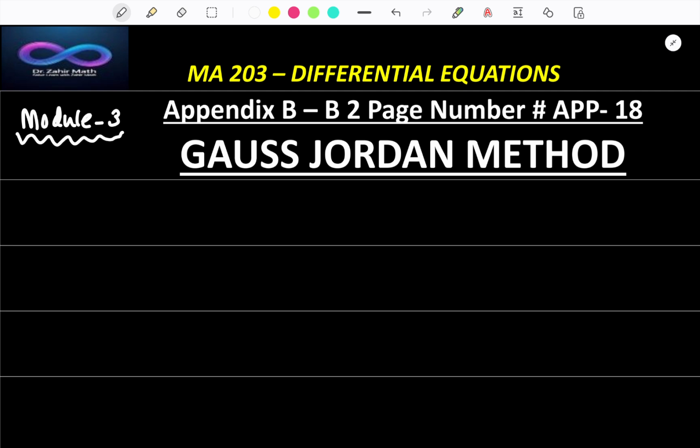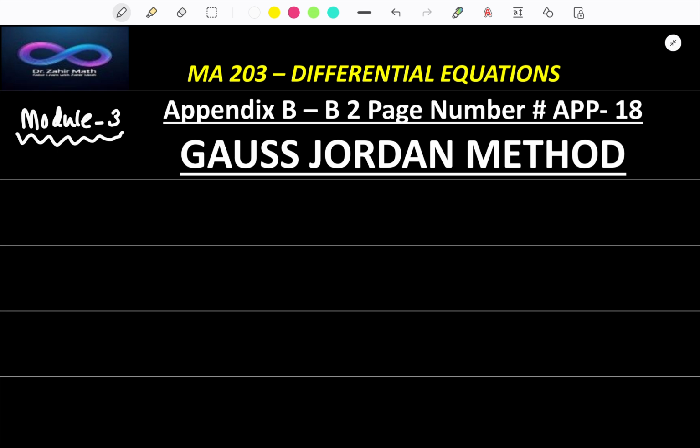And this method is not available in the playlist. What is the method? Gauss-Jordan method. It is in the exercise Appendix B, page number Appendix 18 in the book. You can also check it out. So in today's class, we will solve a system of 3 equations using Gauss-Jordan method. This method is very important because it gives the solution directly and no back substitution is needed.